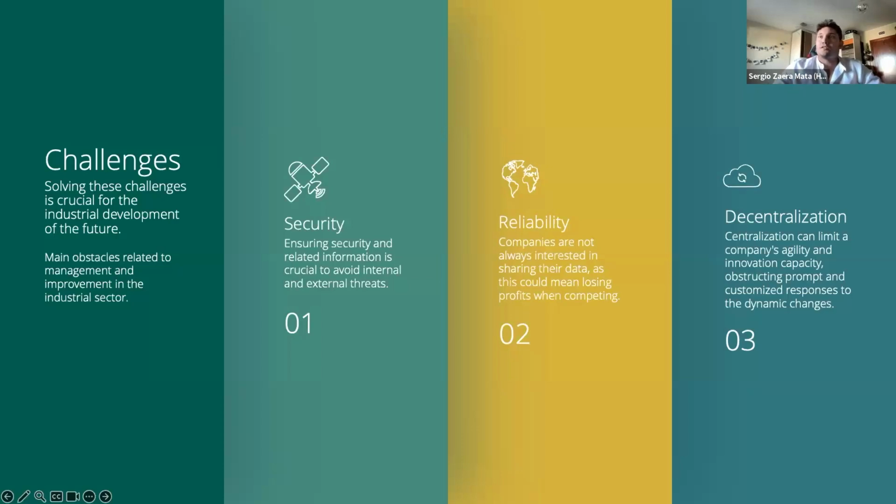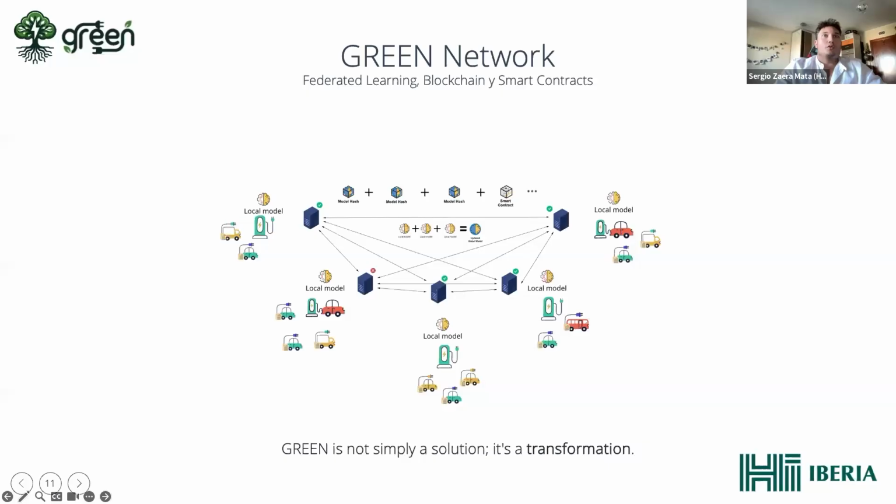And finally, decentralization. Well, the real problem is the centralization of the services and processes. There are really big problems, and they can obstruct the agility of companies to adapt to changes. So we need to start decentralizing the systems. So, to solve these challenges, we arrived at the project Green.